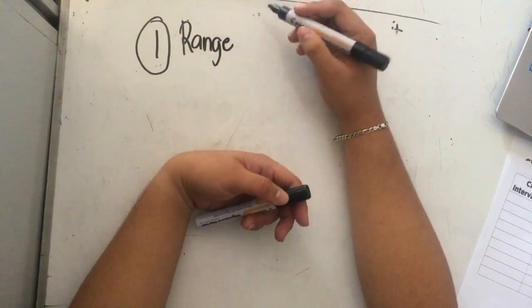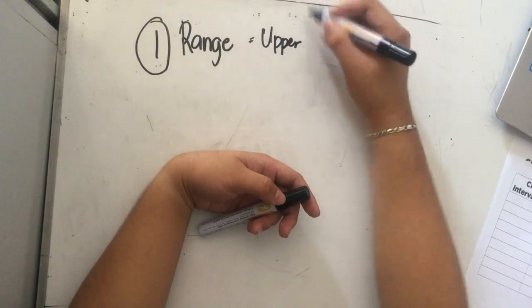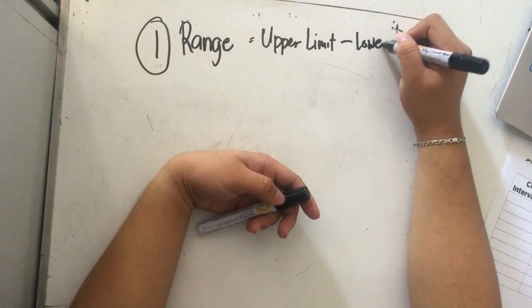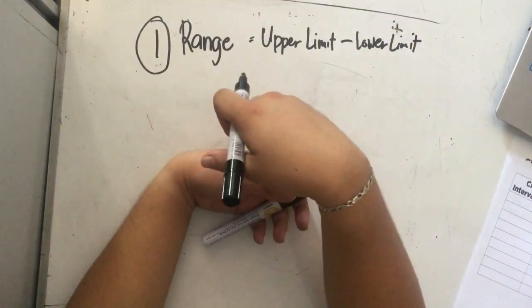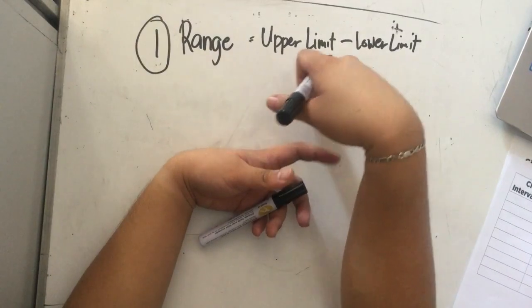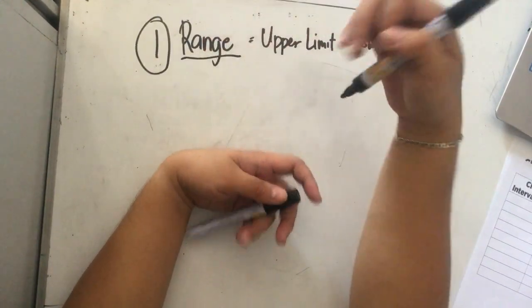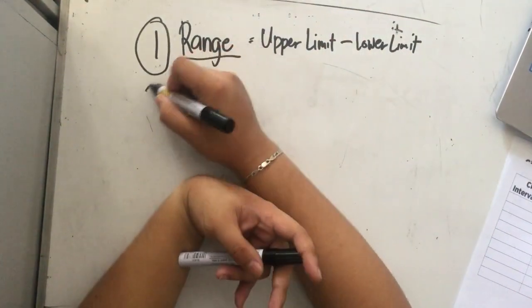Okay, so our range is equal to the upper limit minus our lower limit. Ibig sabihin, yung pinakamataas na value ng data natin minus doon sa pinakamababang data natin. Okay, so that is our range. It is the distance between the upper limit and our lower limit.